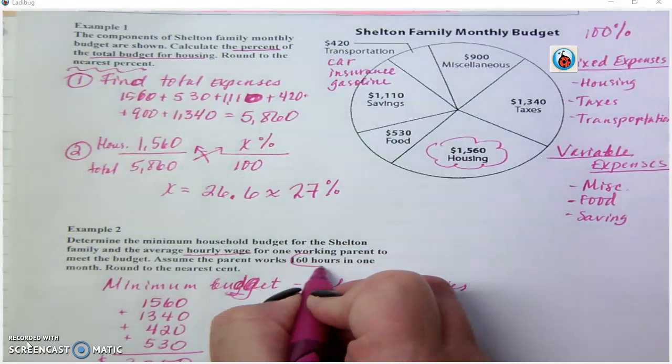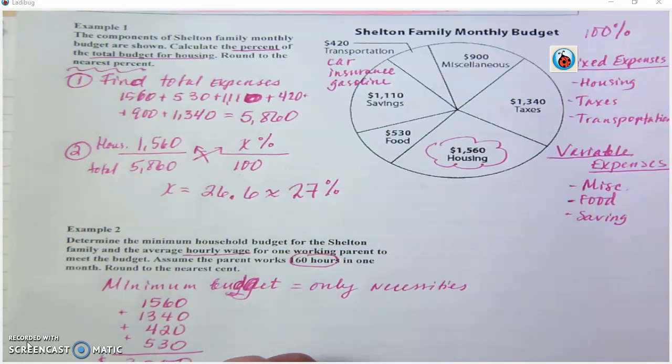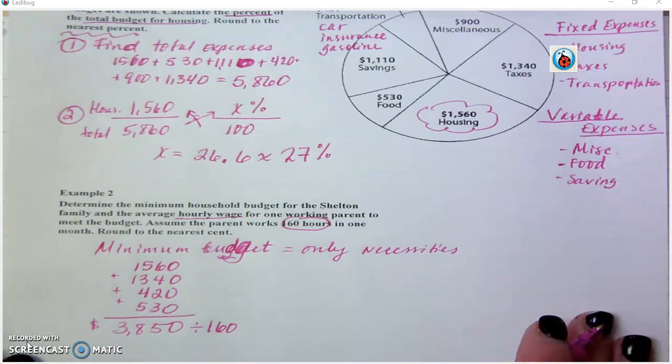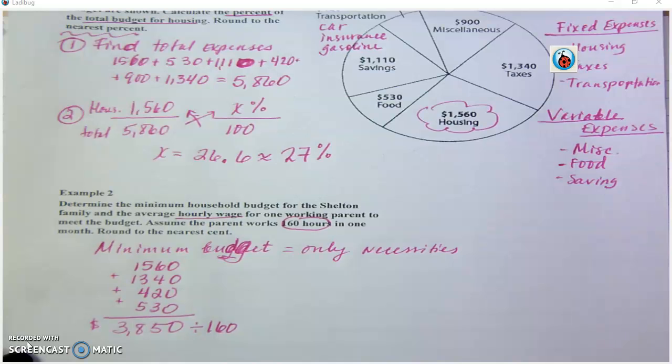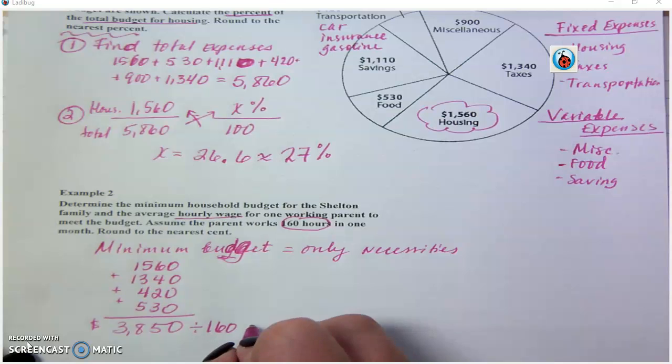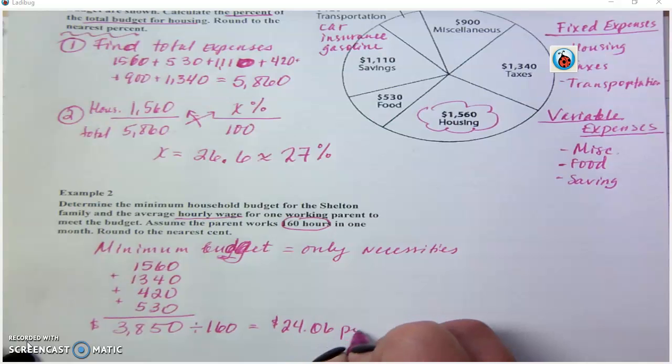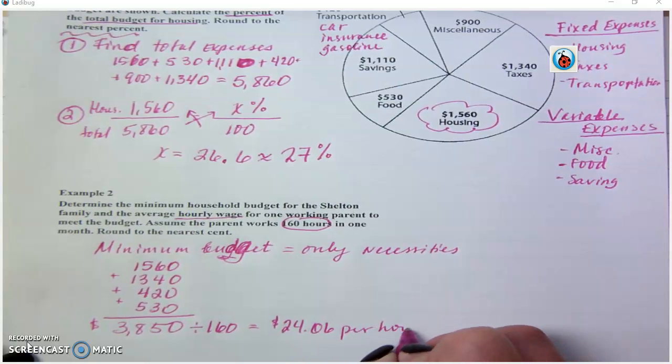We know that one of the parents is going to work 160 hours. If you're wondering, whoa, where's this 160 hours coming from? The traditional working week is 40 hours, and 4 weeks times 40 will be giving us 160 hours. So that's what we're doing. Total quantity of money that needs to be brought home divided by 160 hours will give us $24.06 per hour.